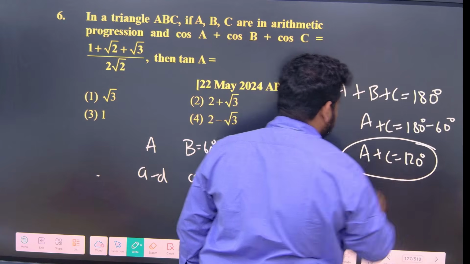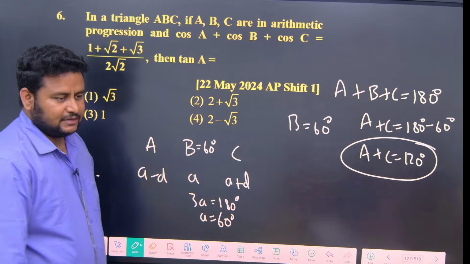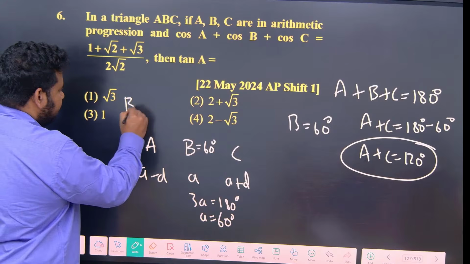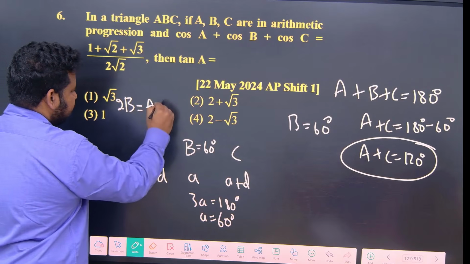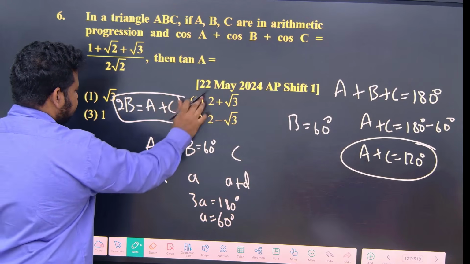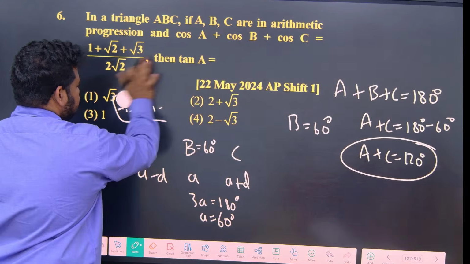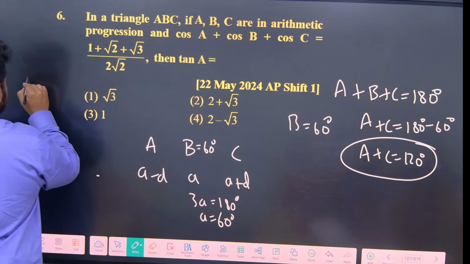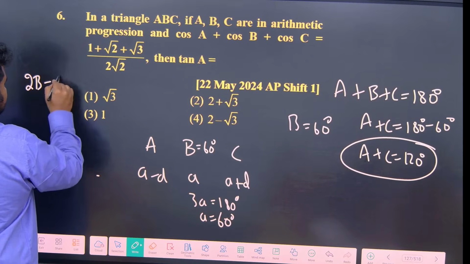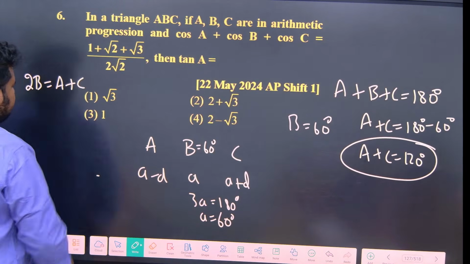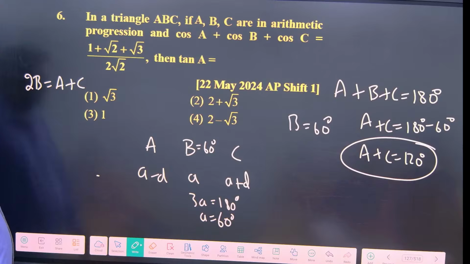Okay. And also, if A, B, C are in AP, then 2 times B is equal to A plus C, by the property of AP. Correct, no? By the property of AP. Okay. 2 times B is equal to A plus C.